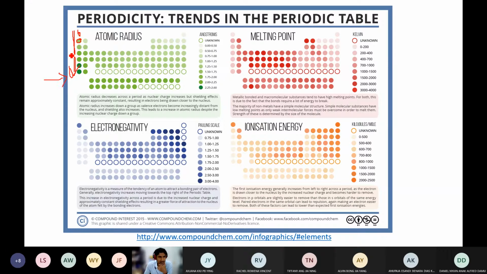And then lithium, right? So it has 3. And then sodium, it has 11 electrons. So in this way, when we go down the periodic table, the number of electrons is increasing.